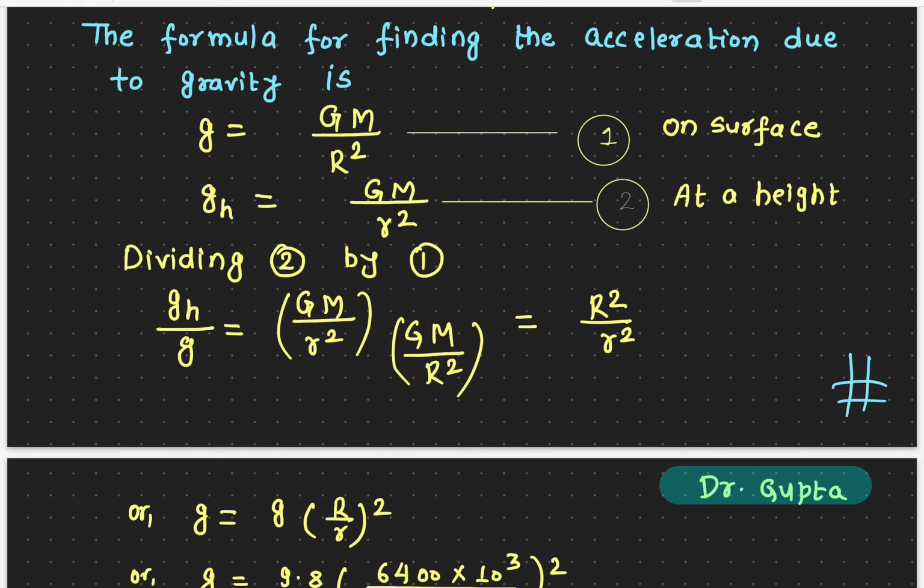Now in order to find out the values, we can simplify these things. So I'm simply dividing equation 2 by equation 1. So gh over g. So gh is GM over r squared, and this g value is GM over R squared. So these two cancel out. And if I solve, it will be R squared divided by small r squared. So you see now this is a pretty straightforward equation. The other way you could have done is plug in this value, so you have to do a lot of calculation, but this way it's much easier. So R squared over r squared.